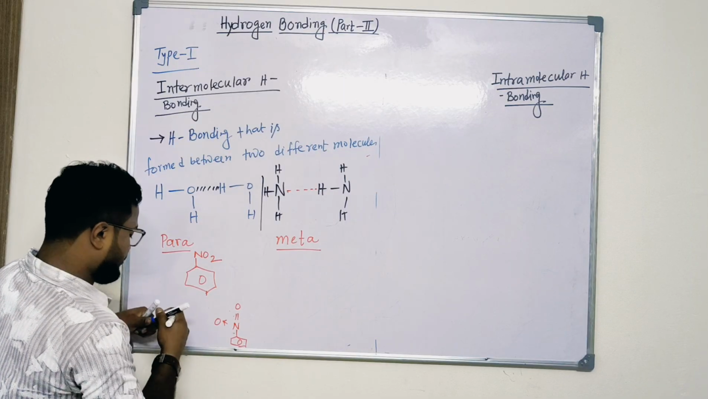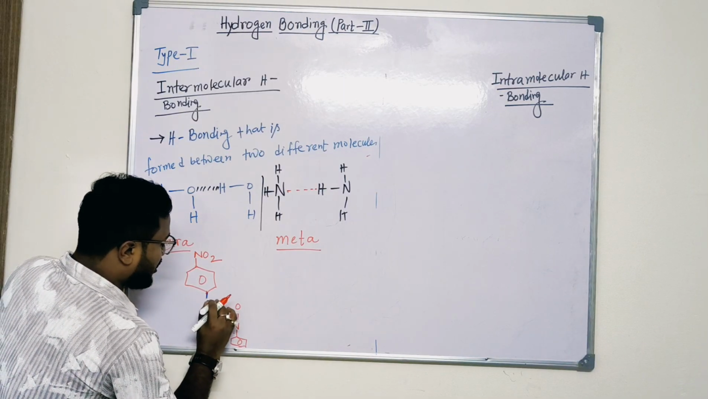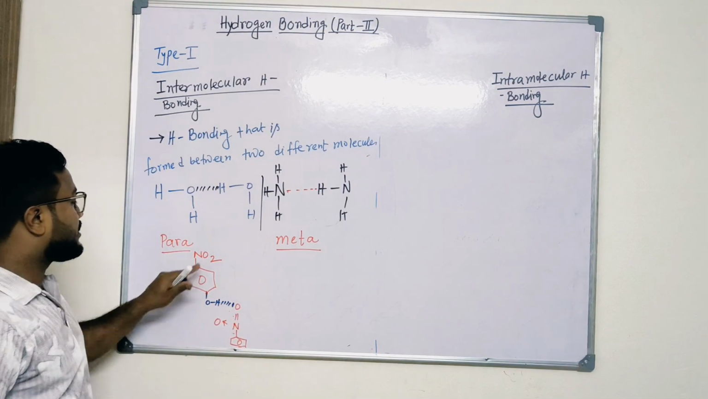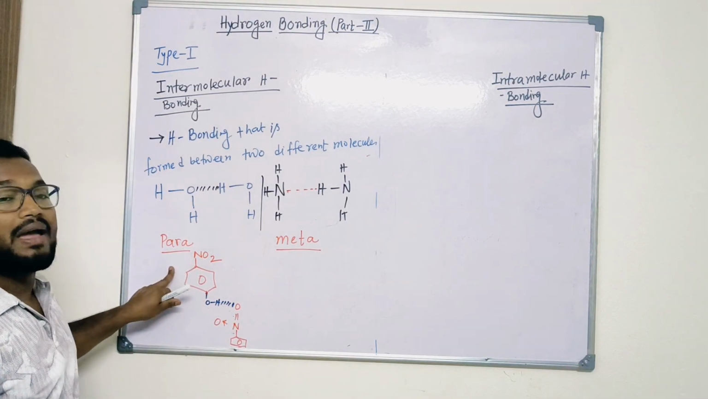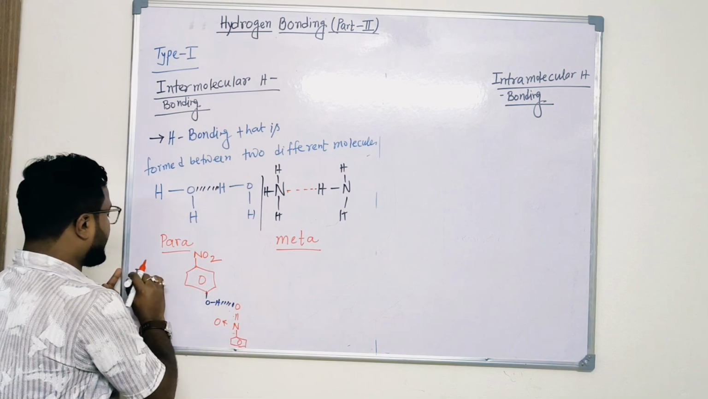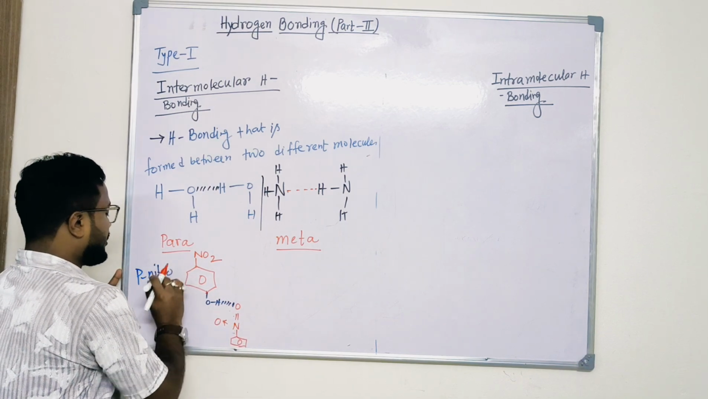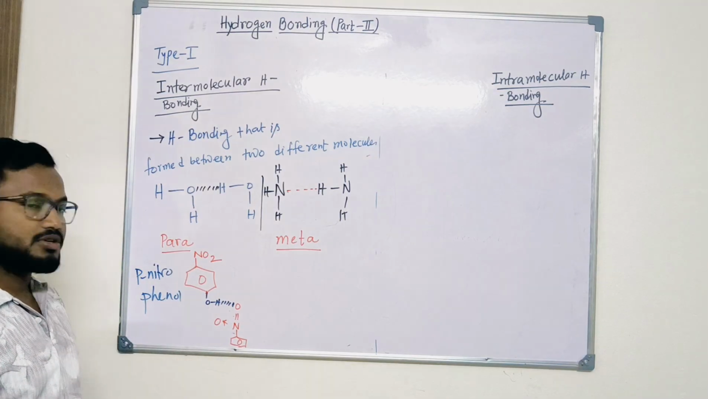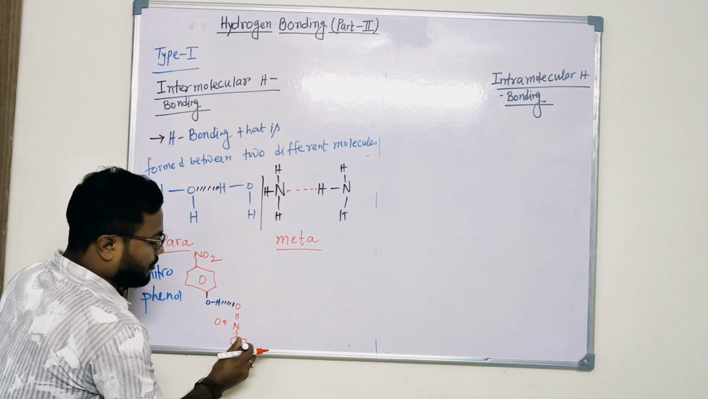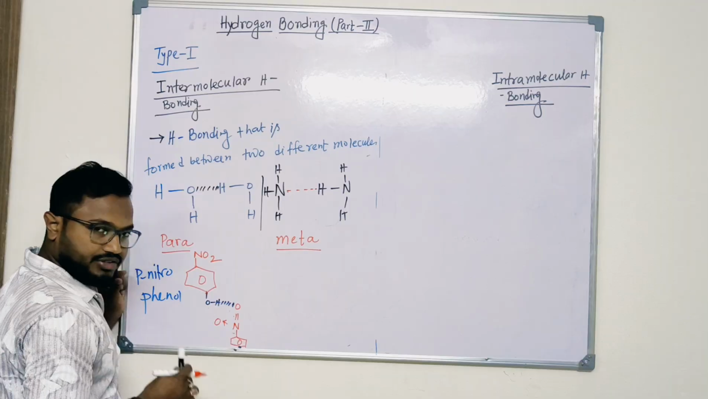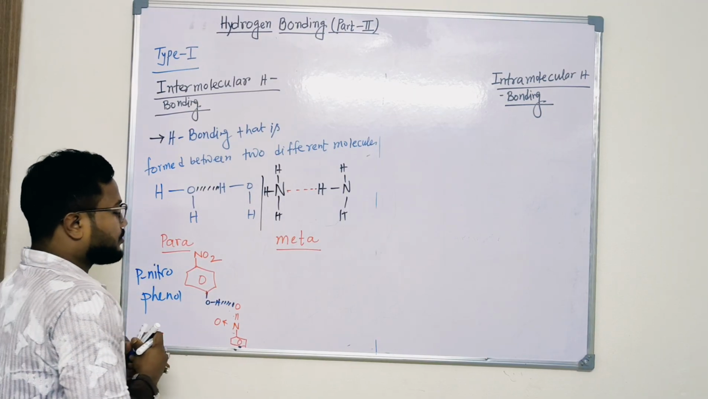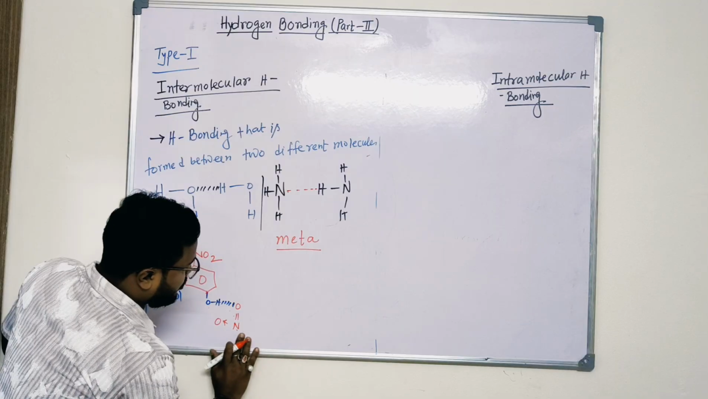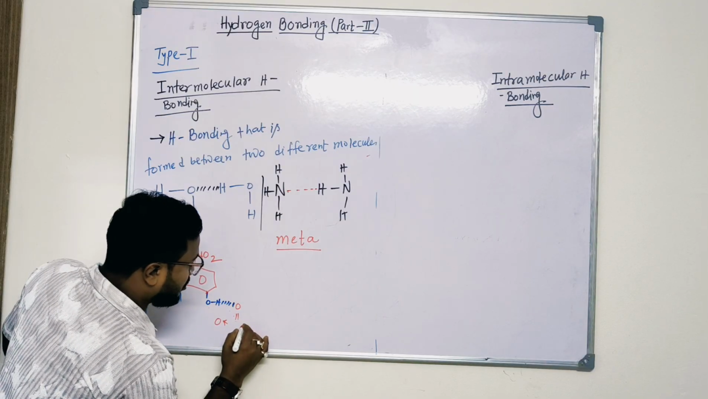You can draw it like this. I am erasing to show you properly. In this case the hydrogen bonding is observed. This is for para-nitrophenol. So hydrogen bonding is observed like this. Here also one OH is connected. Understood? You can draw it like this as well. Here OH, we don't have enough space to draw.